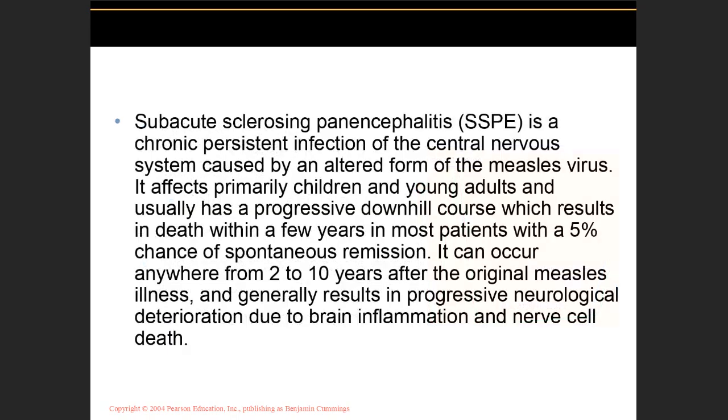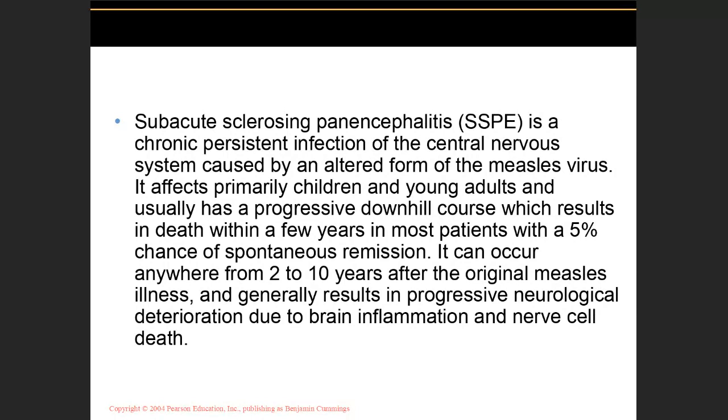So subacute sclerosing panencephalitis is a chronic persistent infection, and it's usually in children, or almost always in children. It can take anywhere from 2 to 10 years before you die, but it's a progressive disease, so you continually get worse and worse and worse. And only about 5% of those children or those people with subacute sclerosing panencephalitis will survive. That means 95% will die. So again, that is why we want to vaccinate against the measles.